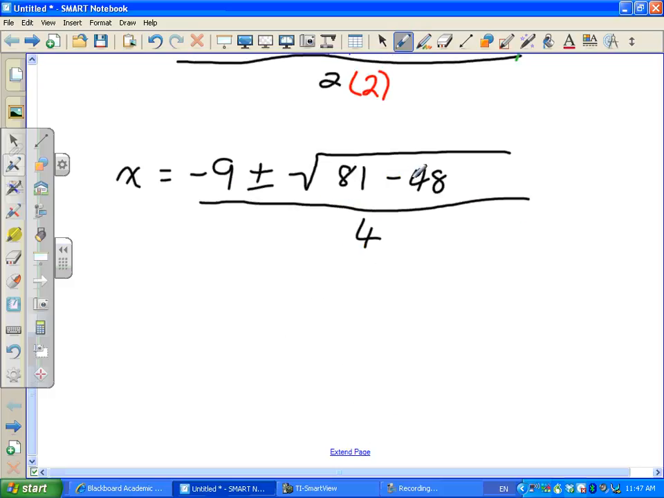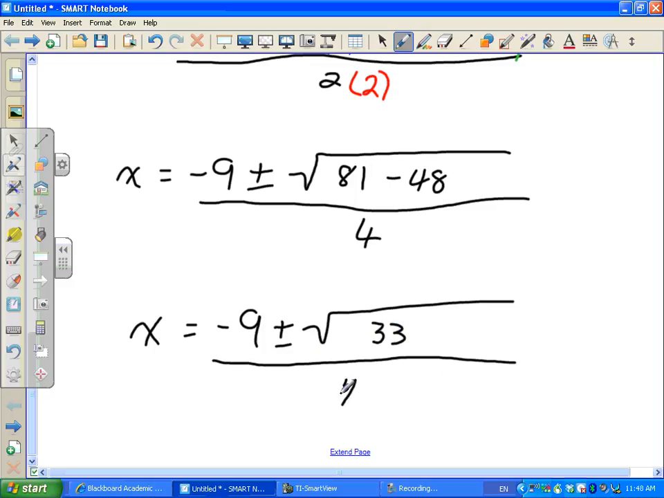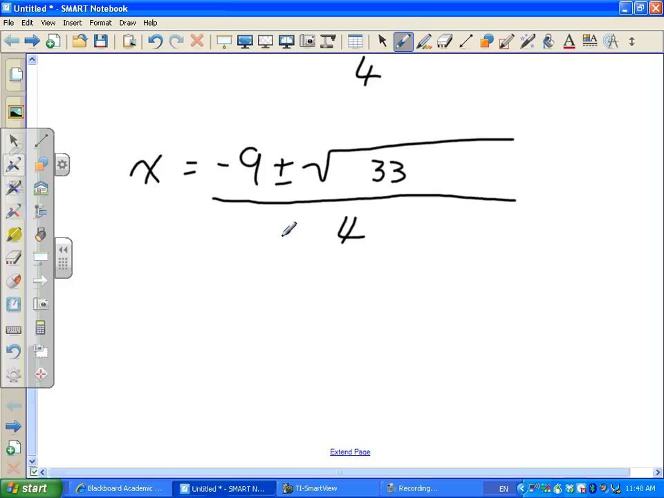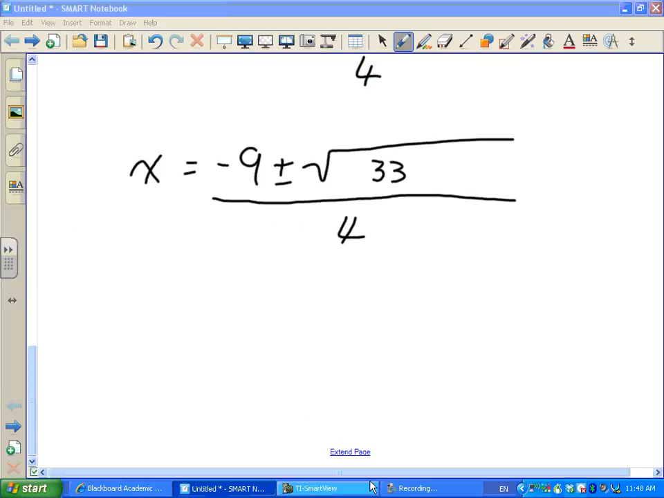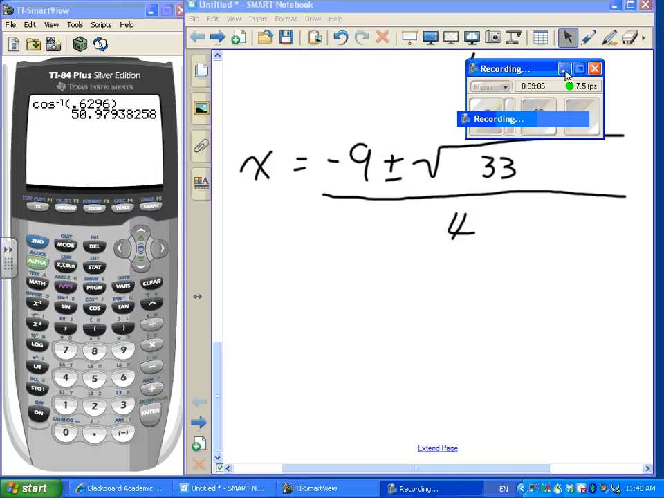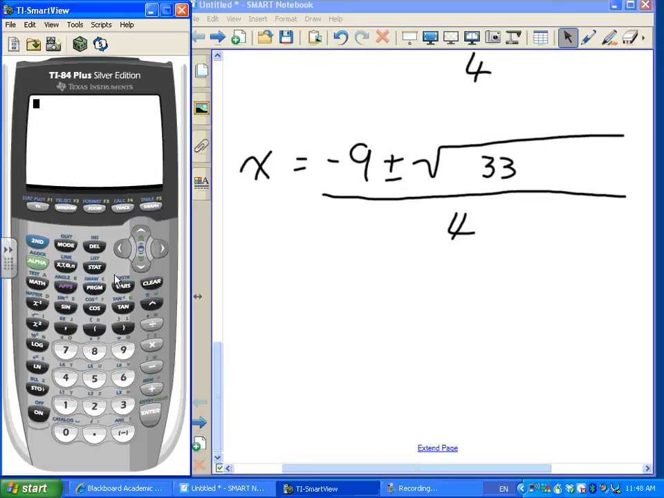Next step is I'm going to simplify underneath the square root. So x is equal to negative 9 plus or minus 81 subtract 48 is 33. Good, Jeffrey. Divided by 4. Now, I've got to figure out what the root of 33 is. Let's figure out what the root of 33 is. So, second function, square root of 33 is equal to 5.744, blah, blah, blah. We're just going to put it as 5.744.